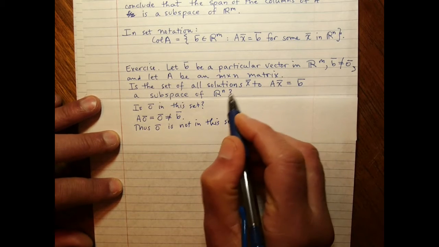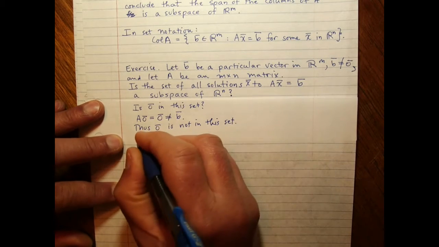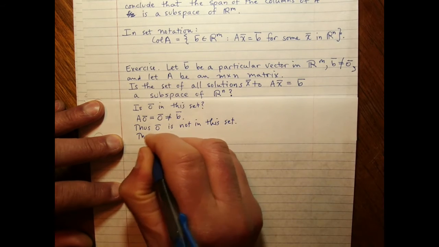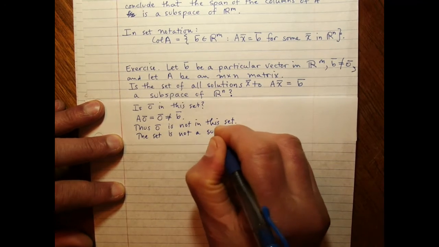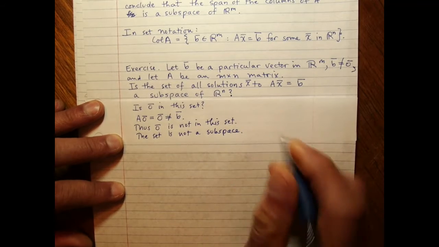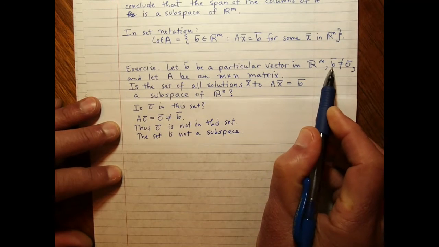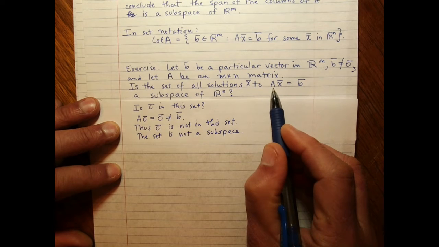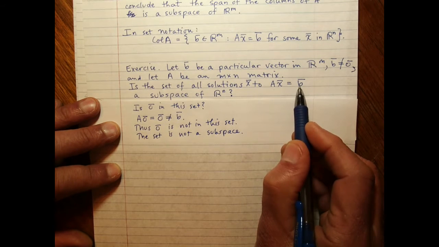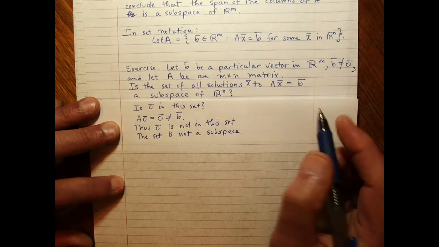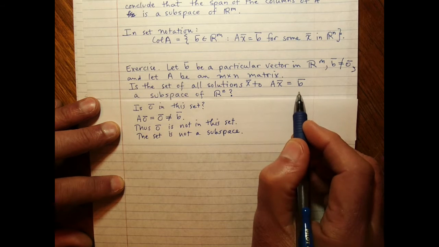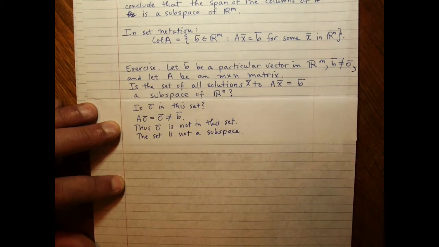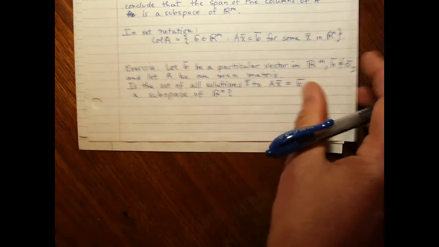and it's actually a subset of R^n, so the set is not a subspace. I thought this was kind of interesting because if b were equal to the zero vector, the set of all solutions to Ax = 0 is a subspace. That's the null space. But if we choose a non-zero vector, the set of all solutions to this equation Ax = b is not a subspace. On to the next page.